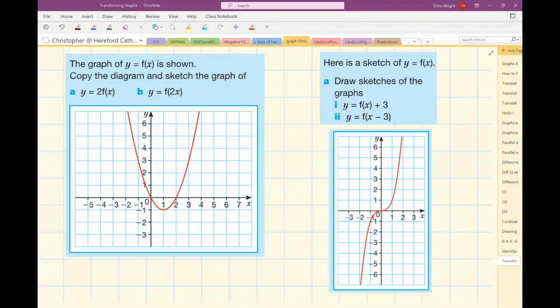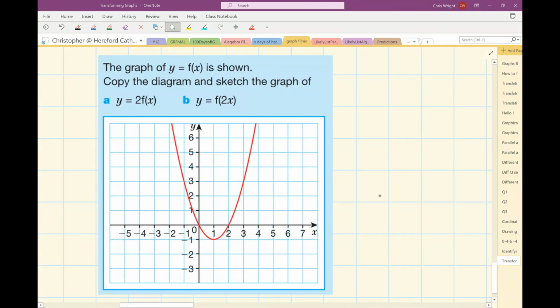Okay, so here are 4 questions for us to have a go at. Each of these 2 questions has got a part A and a part B, or a part 1 and a part 2. Pause the film and have a go, and then press play again, and watch me work my way through these. Just apply the flowchart slowly and steadily.